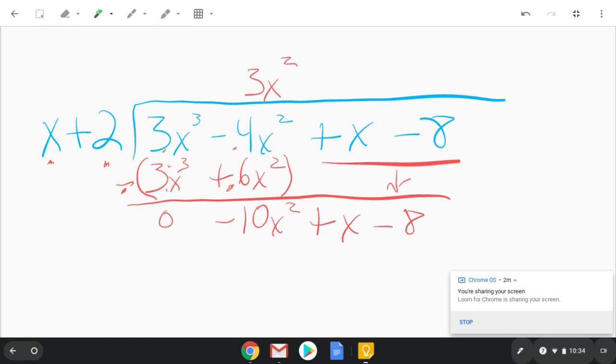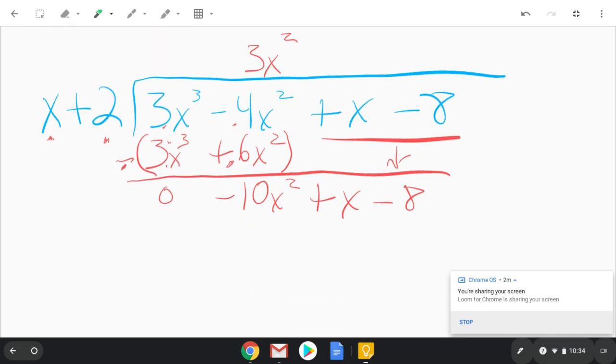All right, switch to green here. Now we're going to be asking, how many times does x go into negative 10x squared? Or the other way to say it is, x times what will give us negative 10x squared? Well, it's got to be a negative 10 to give us the negative 10 part, and then an x to make it x squared. All right, and now we're going to take the negative 10x and multiply it by this binomial out front.